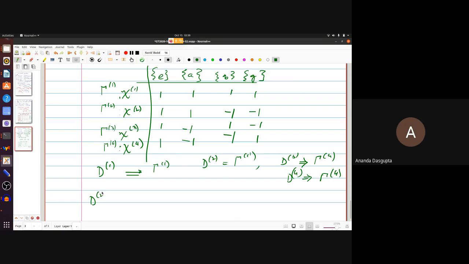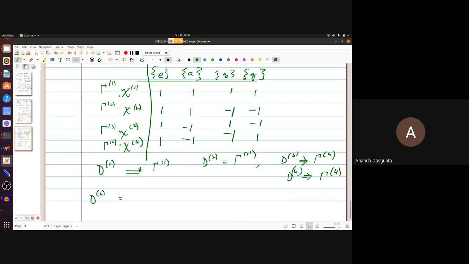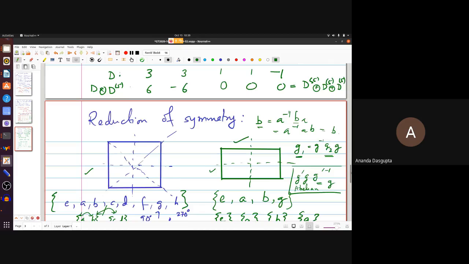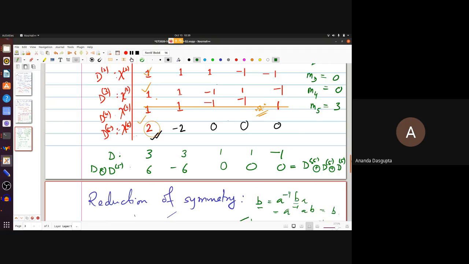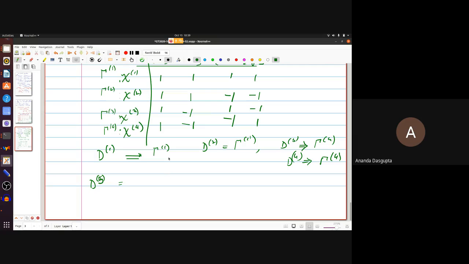Well, what about D2? D2, of course, sorry, D5. D2 is done. That's a 2-dimensional representation which had 2, minus 2. Right? So can you tell me what D5 is? D5 is a reducible representation.